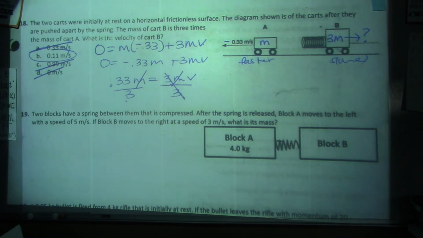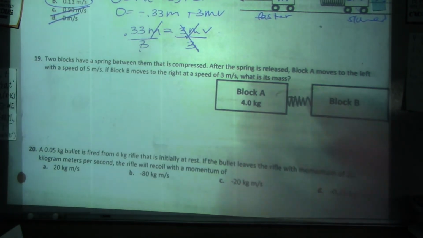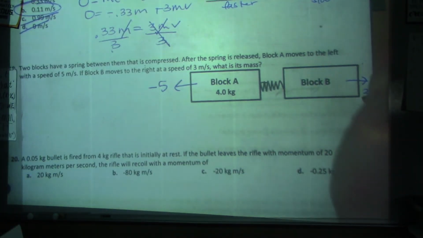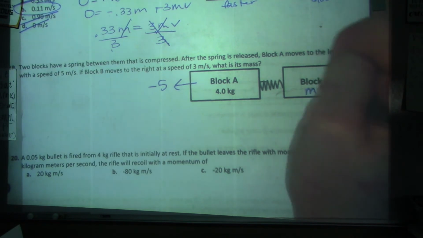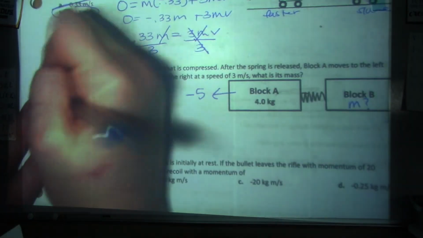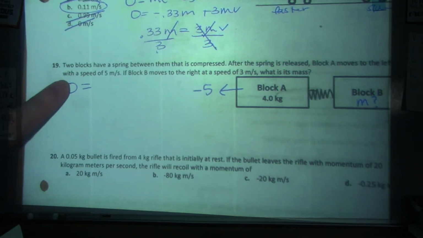Okay. 2 blocks have a spring between them that is compressed until the string is released. Block A moves to the left with a speed of 5. I'm going to make that negative because it's to the left. This one moves with a speed of 3. What is its missing mass? So mass is my unknown here. They both were at rest at first, and then they were released. So total momentum will be 0 beforehand.